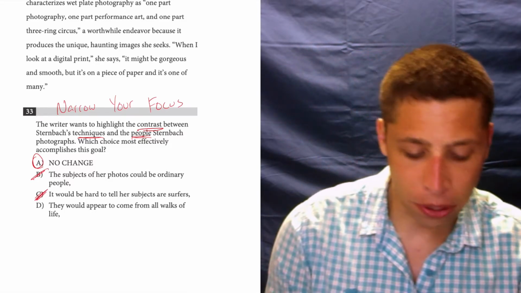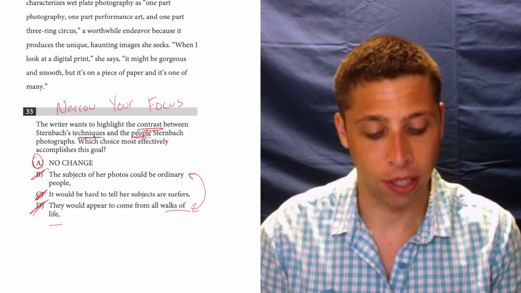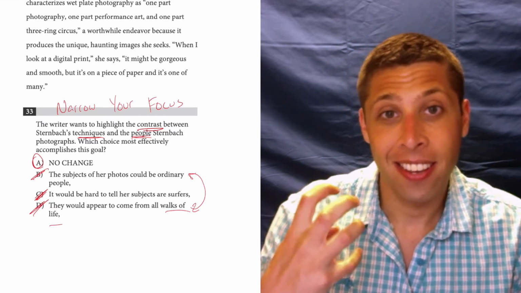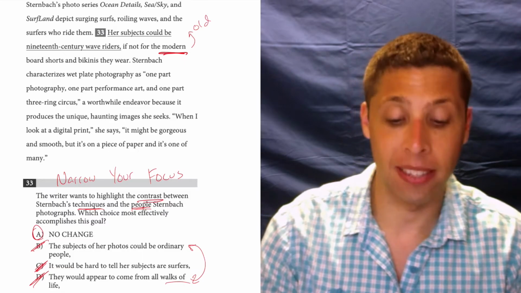And D, they would appear to come from all walks of life. Again, who cares? That sounds kind of like B, actually. So these two kind of sound the same. So the only thing that really hits that powerful adjective that's there, modern, is 19th century.